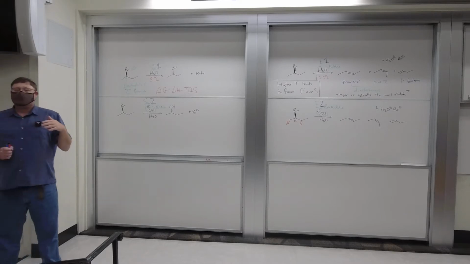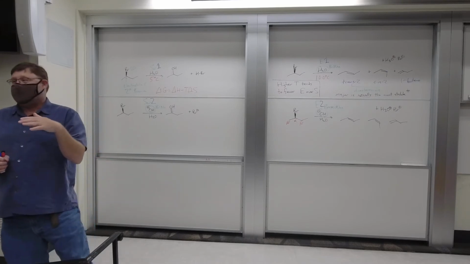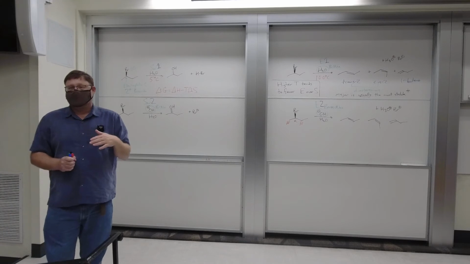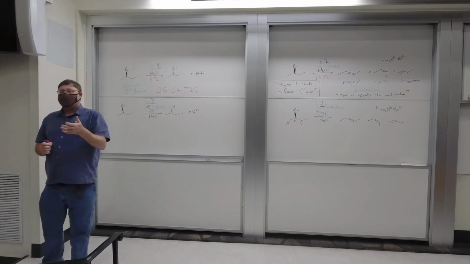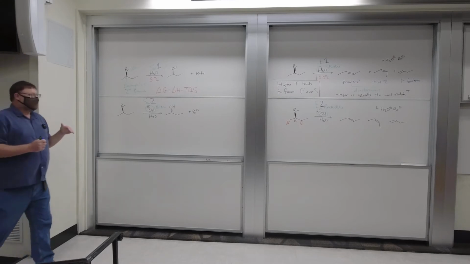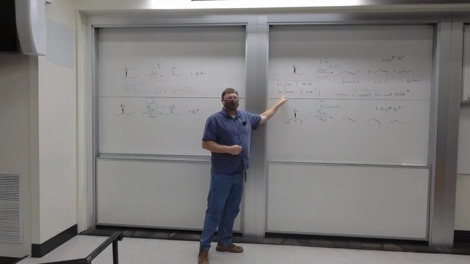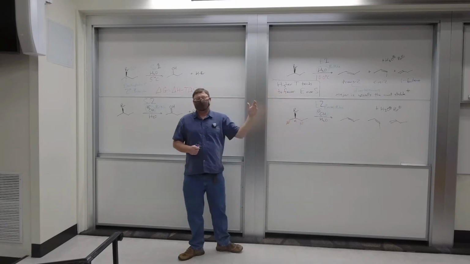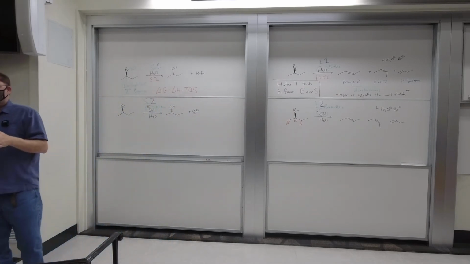I can't tell you, and I also can't tell you for every substrate, 40 is a high temperature or 40 is a low temperature. I would like to. It would probably ease your understanding of this material. But this is really what I want you to focus on. As the temperature increases, you tend to get more elimination. Or conversely, as the temperature decreases, you get more substitution.